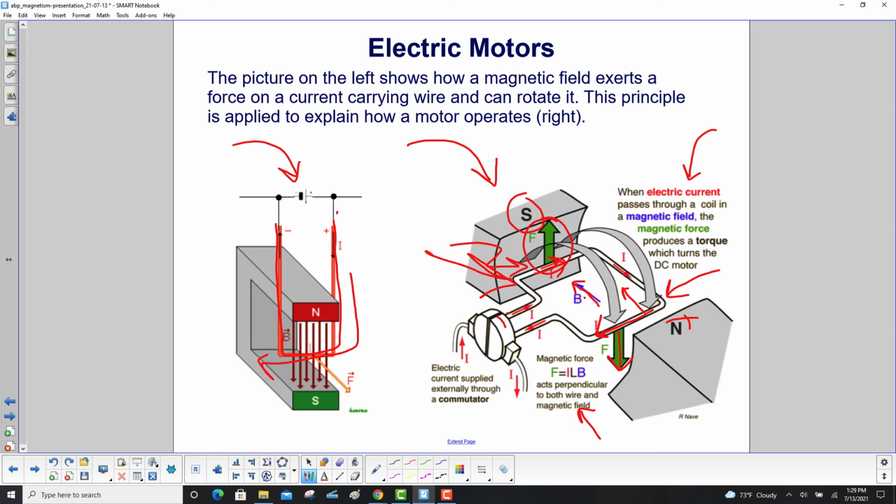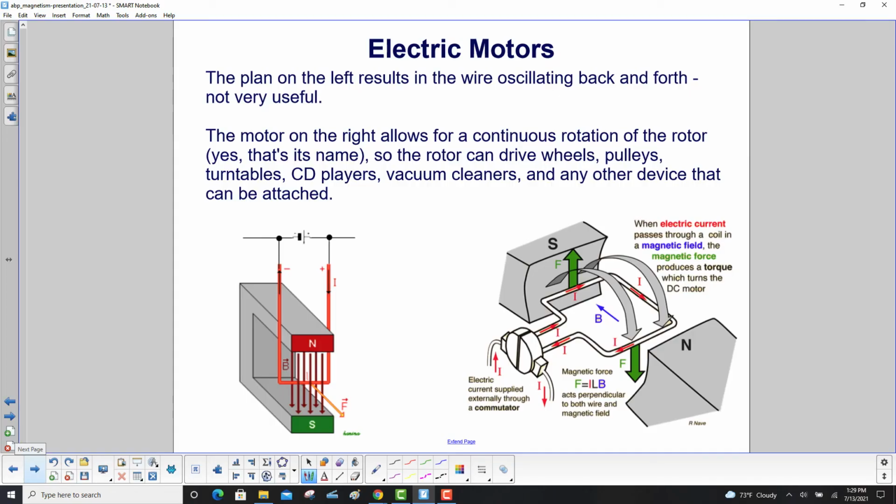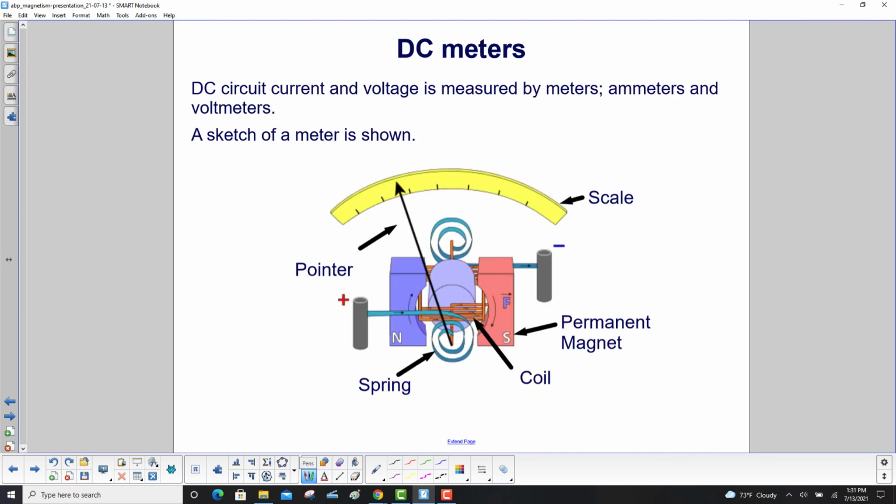You have a motor. So on the left here, all you get is the wire oscillating back and forth. Not very useful. The motor on the right allows for continuous rotation of the rotor. Yep, that's its name. So the rotor can drive wheels, pulleys, turntables, CD players, vacuum cleaners, and any other device that can be attached. DC circuit current and voltage is measured by meters.